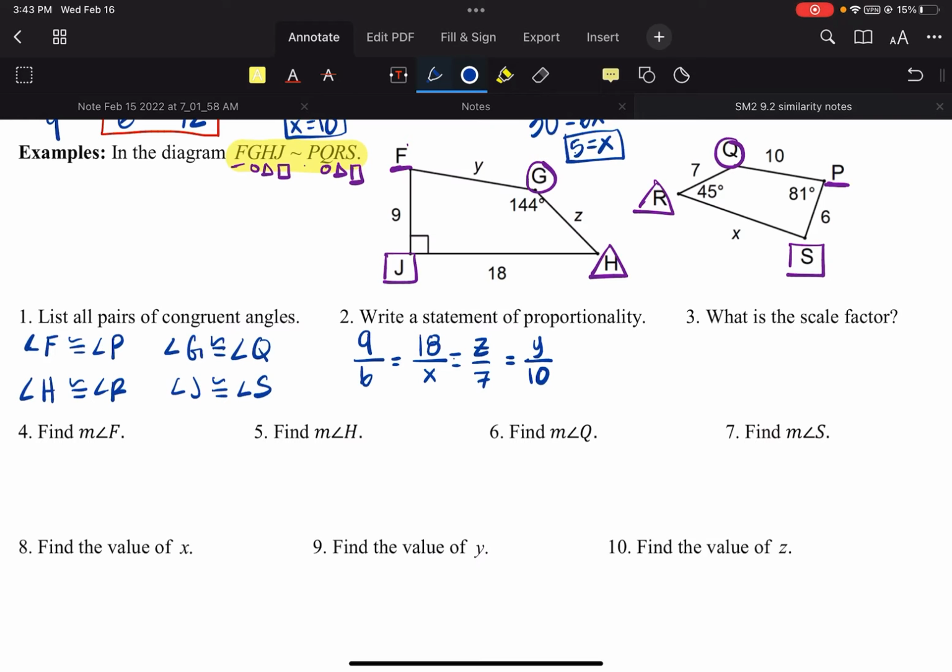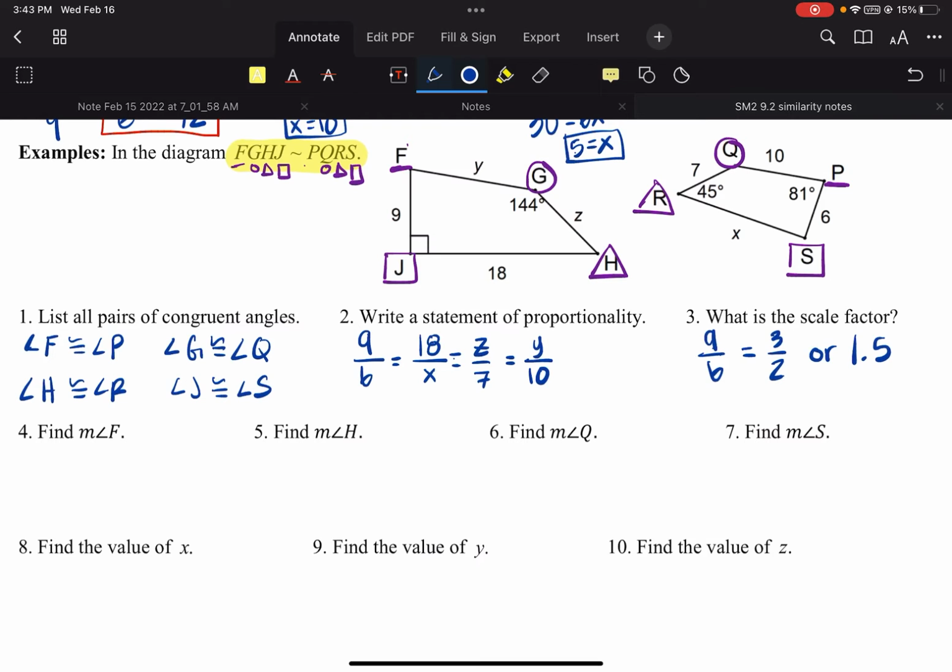So now I want to know, what's the scale factor? Remember, we use these fractions from the statement of proportionality to find the scale factor. So in this case, our scale factor is 9 over 6, which is probably better to write as a simplified fraction, 3 over 2, or as a decimal, 1.5.